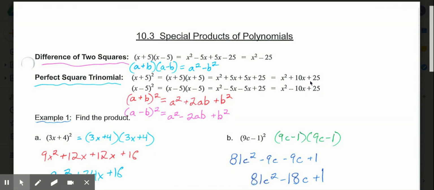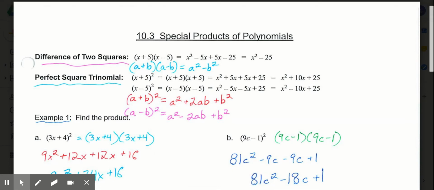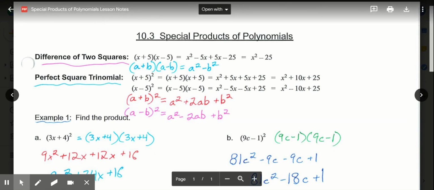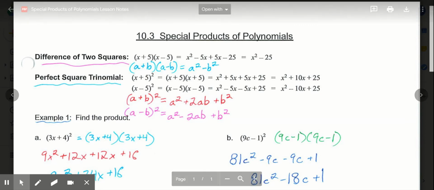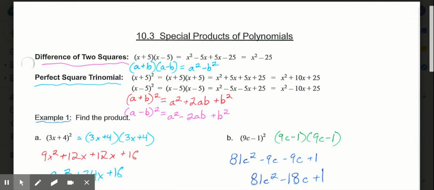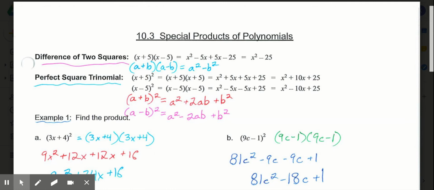25. For our bottom example, if it's a minus b squared, again, we could use the FOIL, x minus 5 times x minus 5, combine like terms, and get our final answer. Or we can use this rule here, and it's a squared minus 2ab plus b squared. So if it's an a plus b squared, it's a squared plus 2ab plus b squared. And if it's an a minus b squared, we have a squared minus 2ab plus b squared, which would give us our final answer here of x squared minus 10x plus 25.